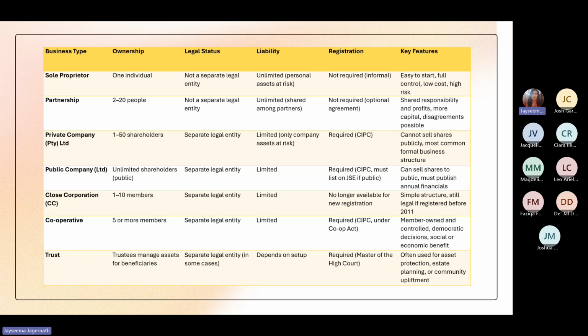In terms of losses, any loss that occurs is shared between the partners. If one partner can no longer operate or is deceased, the partnership ceases to exist, which means it dissolves itself. Okay, so not much continuity there.